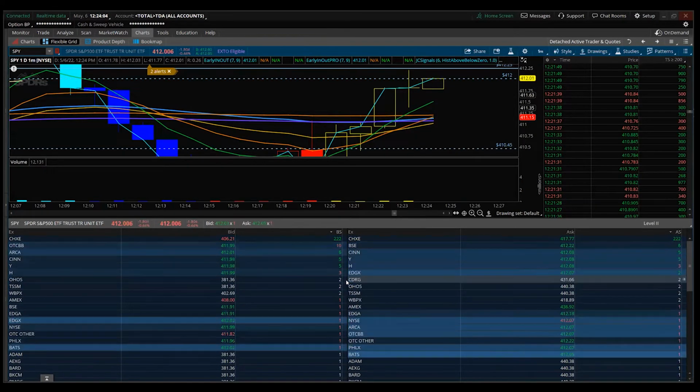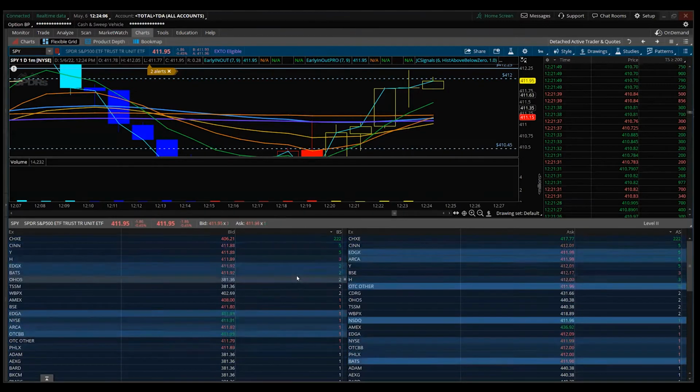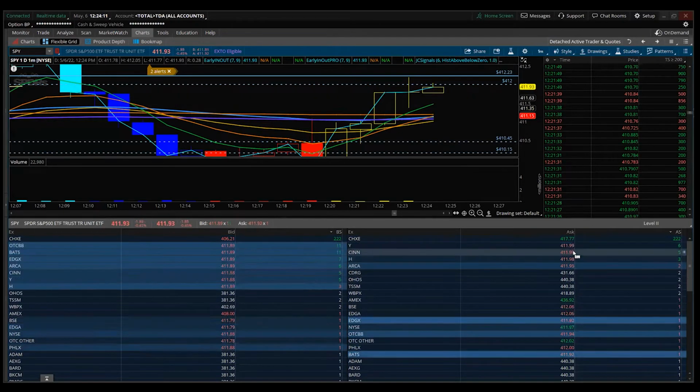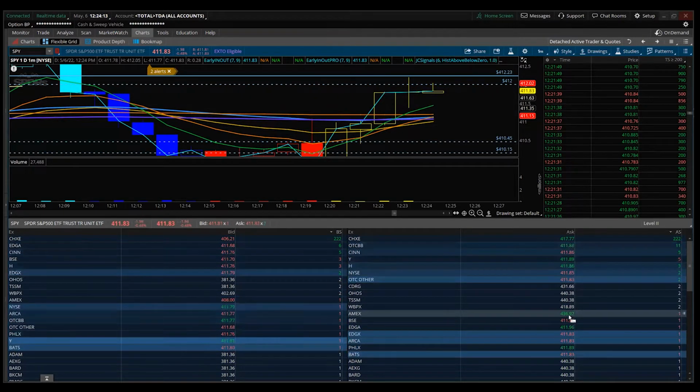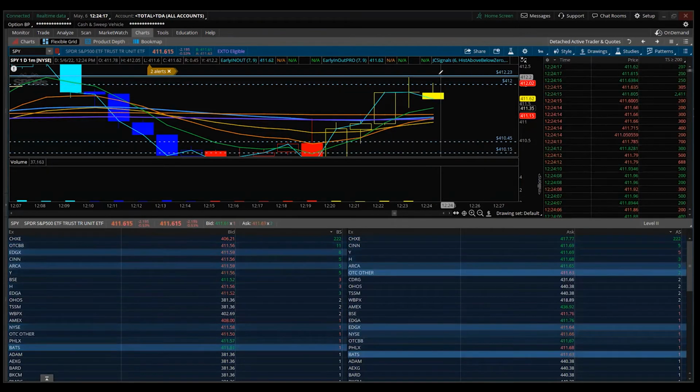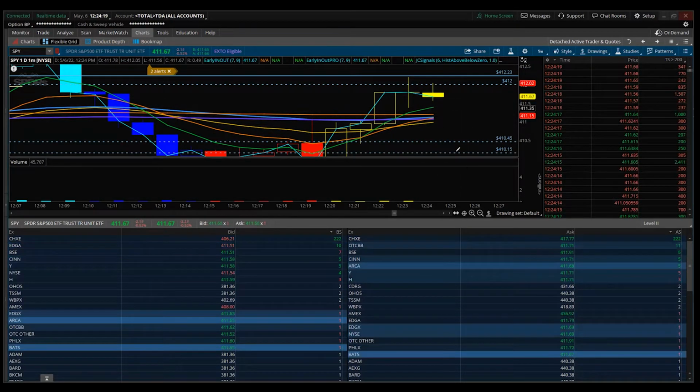What you need to really care about is key levels. For example, here we're at a key level of 412. We need to see these ask sizes dwindle. We need to see them get printed in order to pretty much get out of here, right?